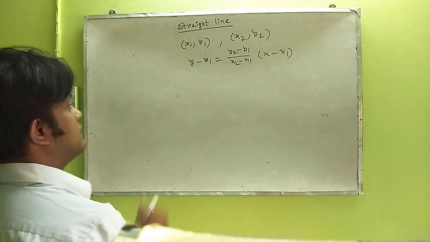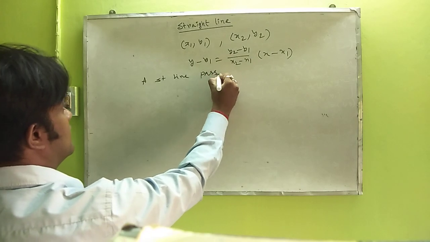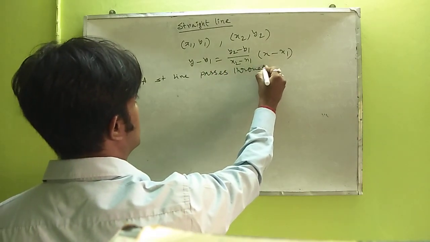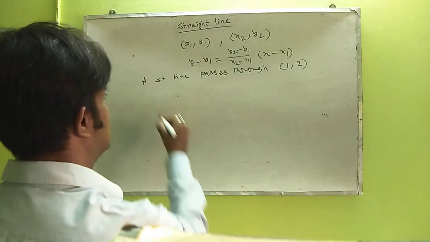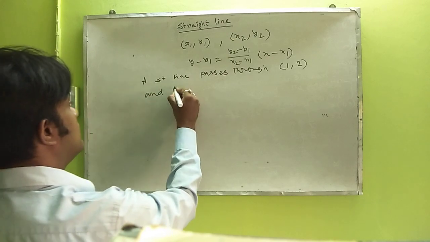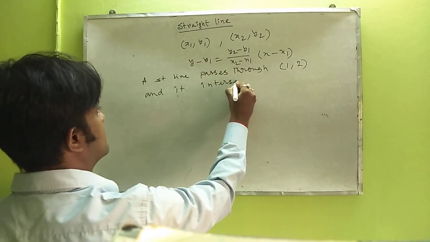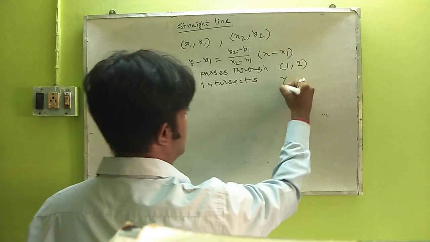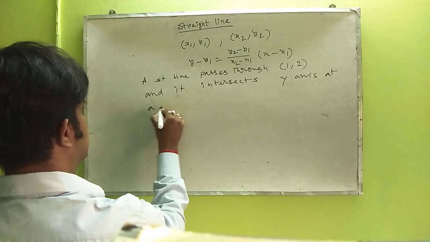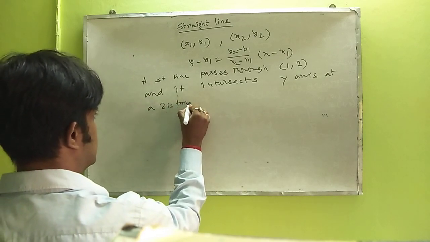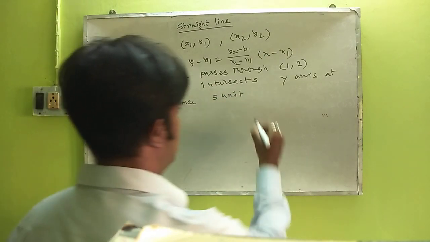So the problem is a straight line passes through 1, 2 and it intersects y-axis at a distance 5 units from the origin.